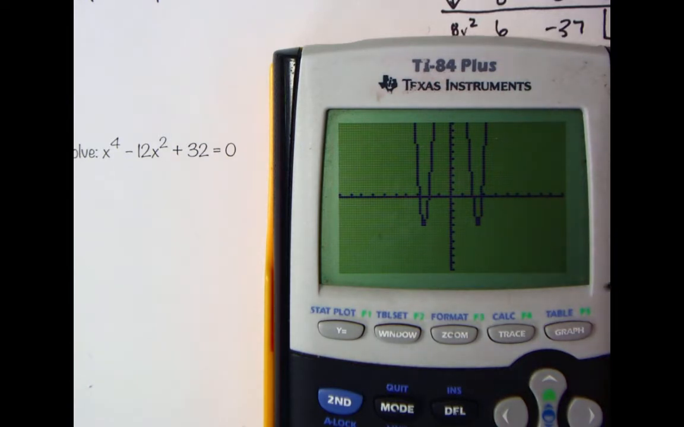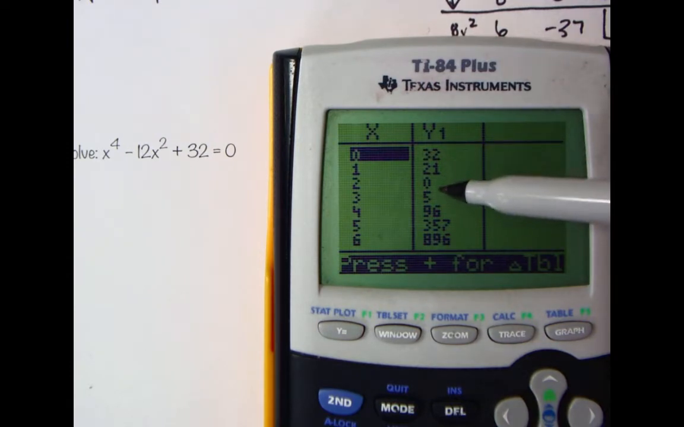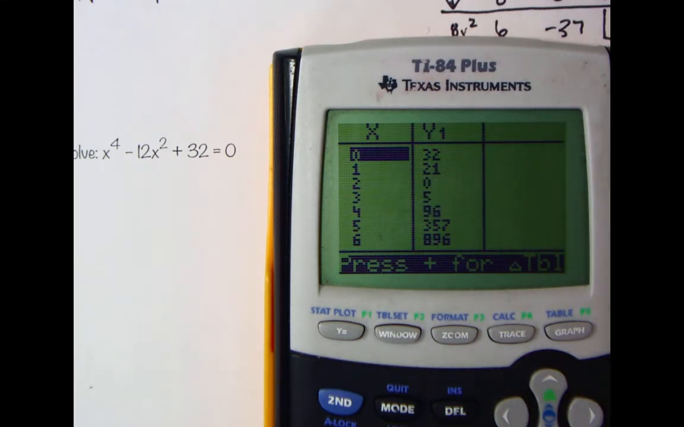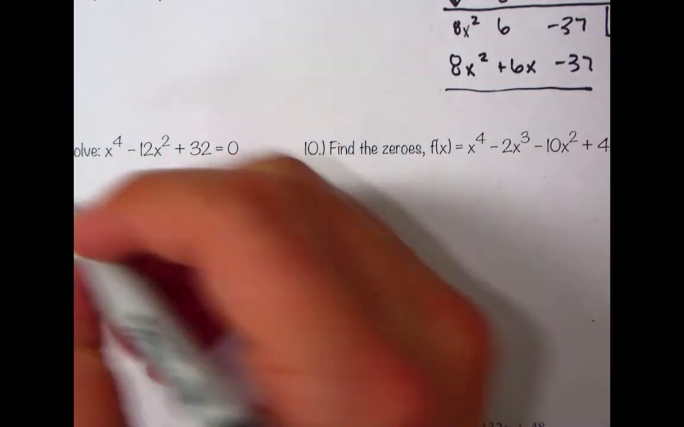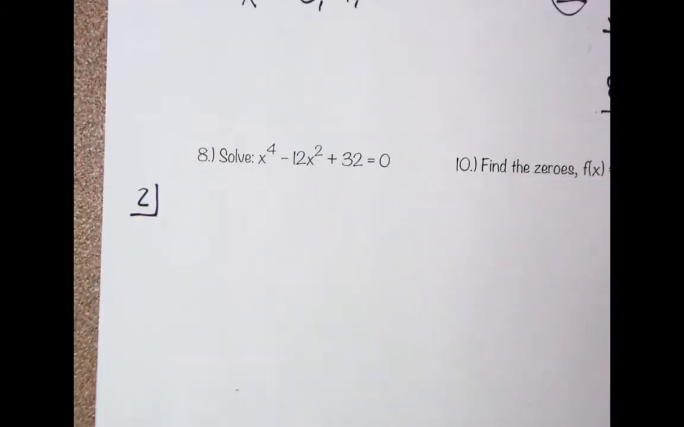Well, it's kind of hard to see, so let me verify this by going to my table. And it looks like my y, I have 1 here that I have visible right now. It's right there. It's where my y is 0 at x equals 2. So I have one solution that I can use. So I'm going to use 2 and run it through synthetic division.